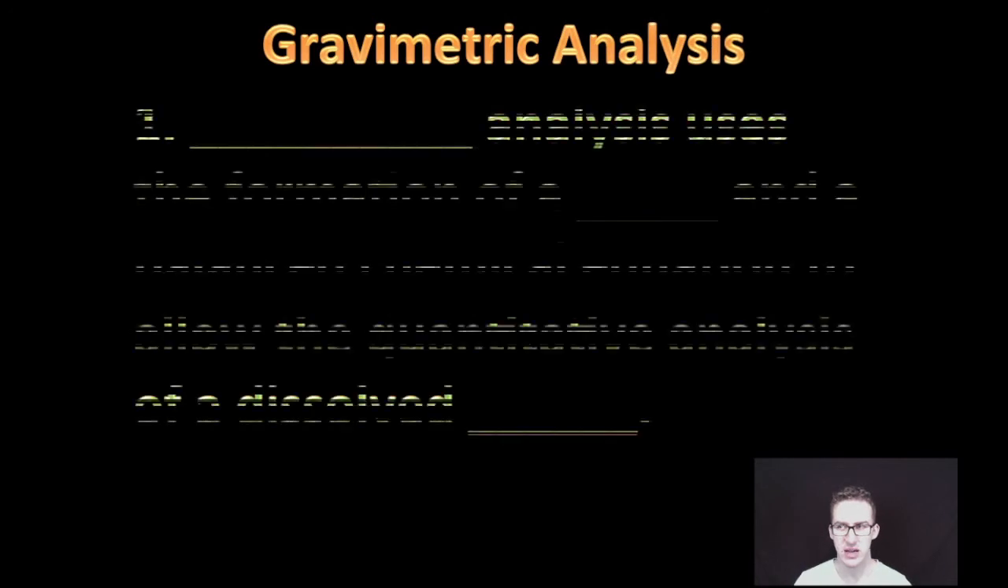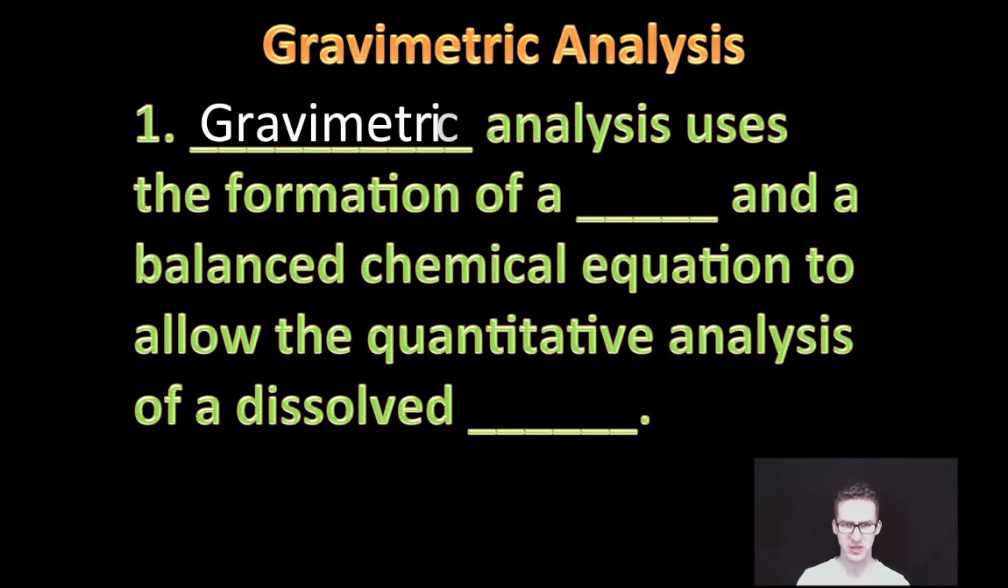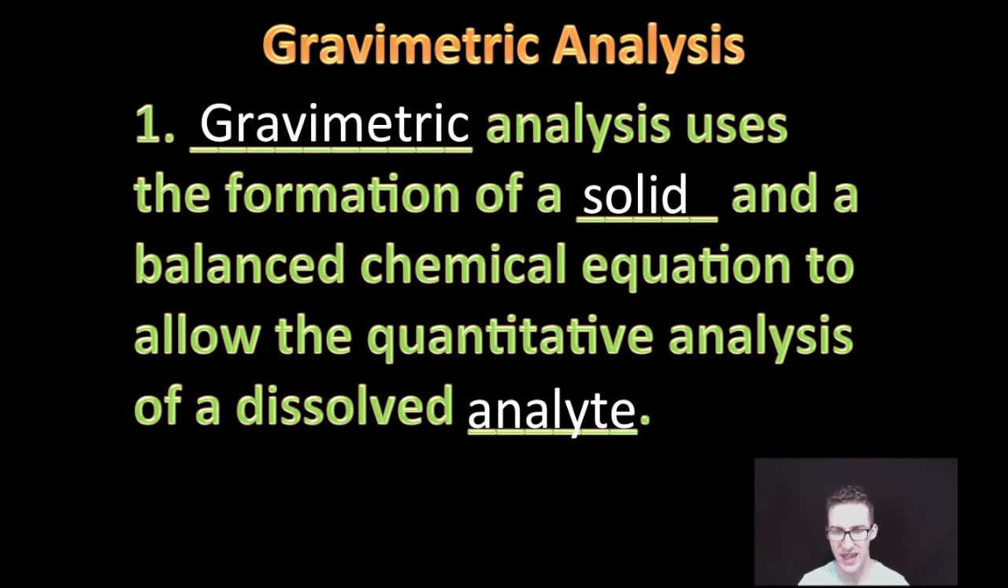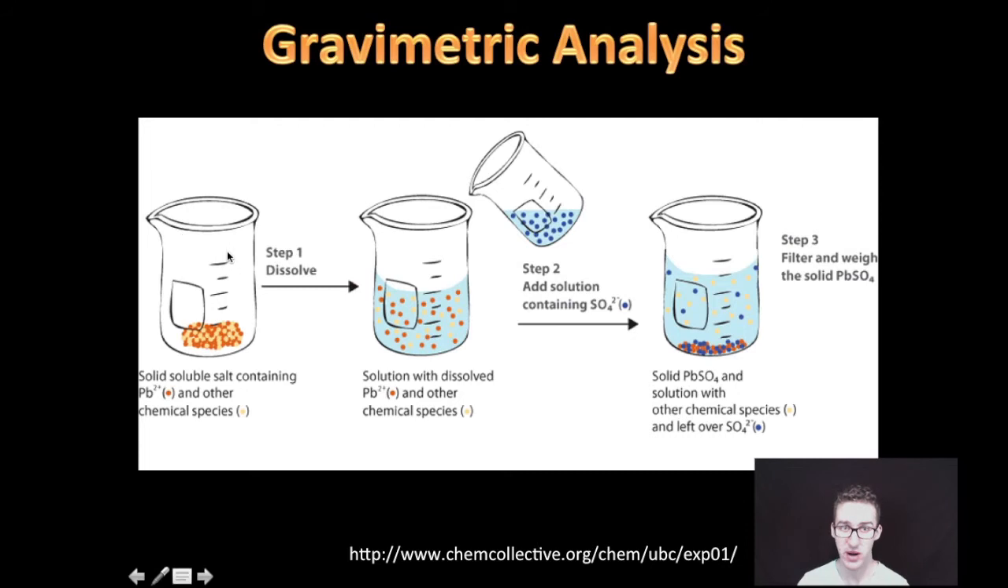And then lastly here, just a couple of quick definitions about some of those lab processes that we talked about in our content objective. Gravimetric analysis uses the formation of a solid and a balanced chemical equation to allow for the quantitative analysis of a dissolved analyte. So as you take a look at this image to try and better understand what's going on with gravimetric analysis, if you've got some initial sample that's soluble in solution, and then you mix it with some other soluble solution that will cause some part of that initial analyte to precipitate out of solution, you can then analyze that precipitate and do a lot of really fun stoichiometry with it.